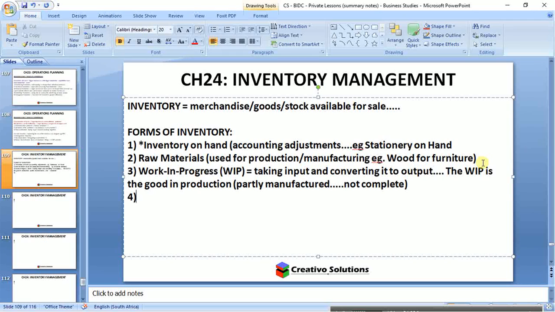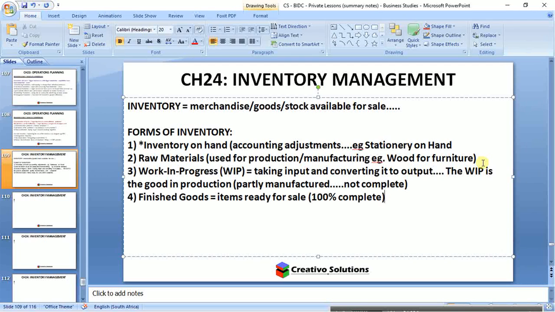And then the last one, which is the easy one, finished products, finished goods. Well, that'll be items available or items ready for resale, ready for sale. 100% complete. That's what you're looking at there in terms of finished products.